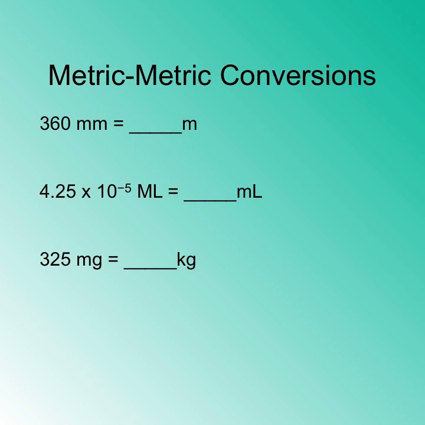Already on the third one on this slide, 325 milligrams converted to kilograms. Again, I would tend to do this one in 2 steps. 325 milligrams times milligrams in my denominator, grams in my numerator, times grams in my denominator, kilograms in my numerator.